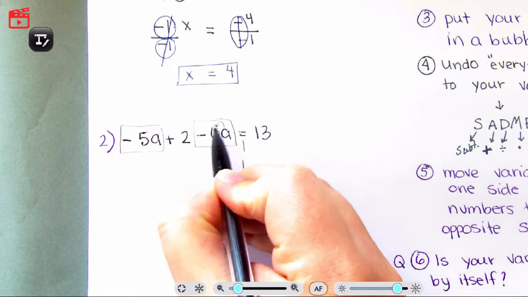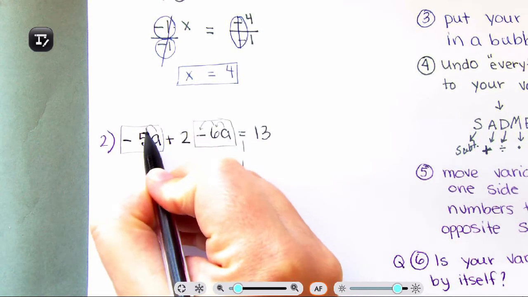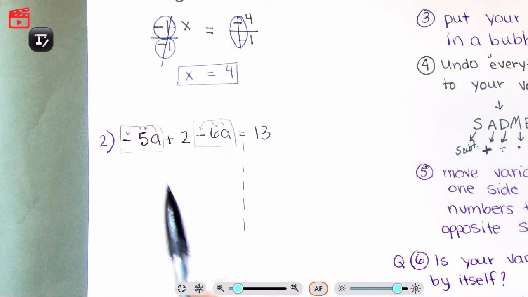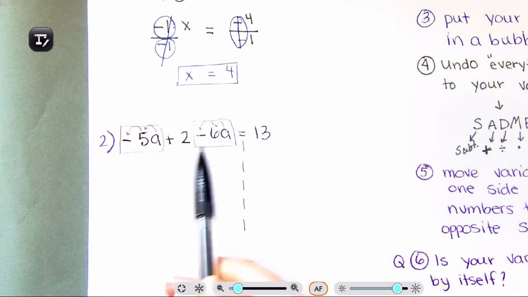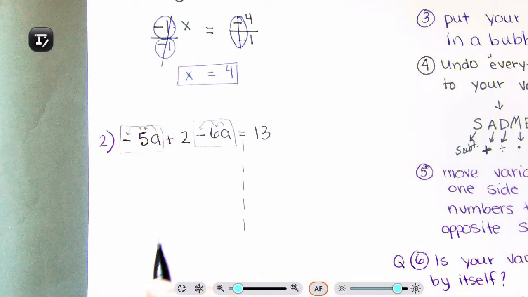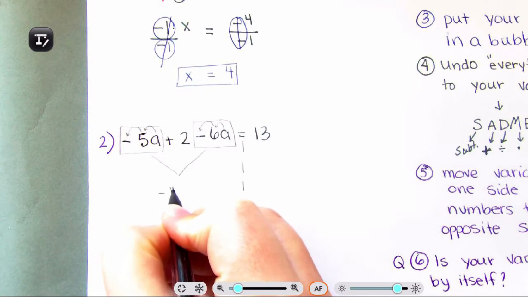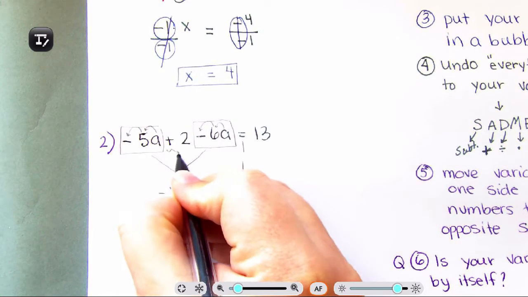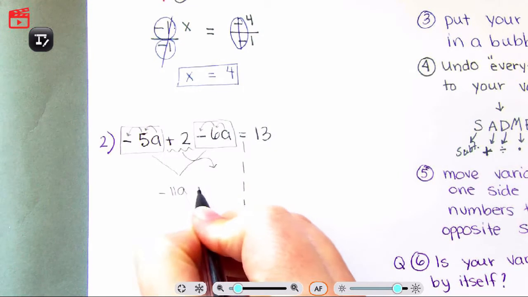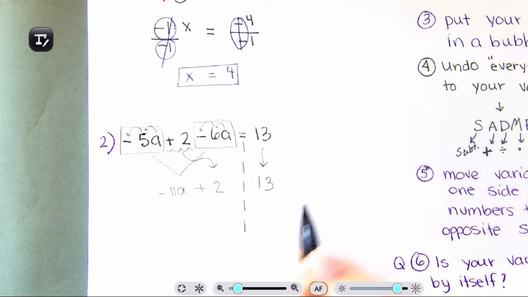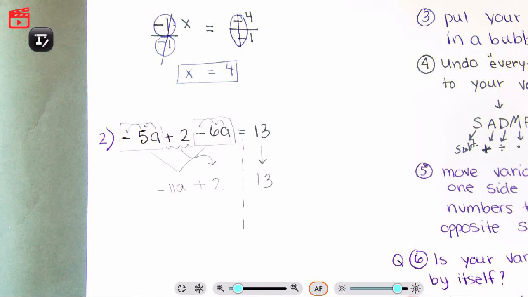Remember? Watch my combining like terms video. That sign always goes to the number behind it. So I have negative 5a and I have negative 6a. So what does that give you? That gives me negative 11a's. Now I still have this plus 2, so I have to bring this plus 2 down here. I did nothing with my 13, so I'm adding my 13 to my right-hand side.